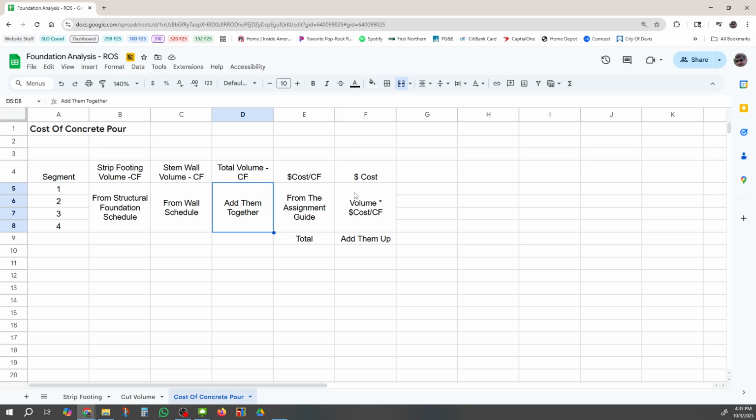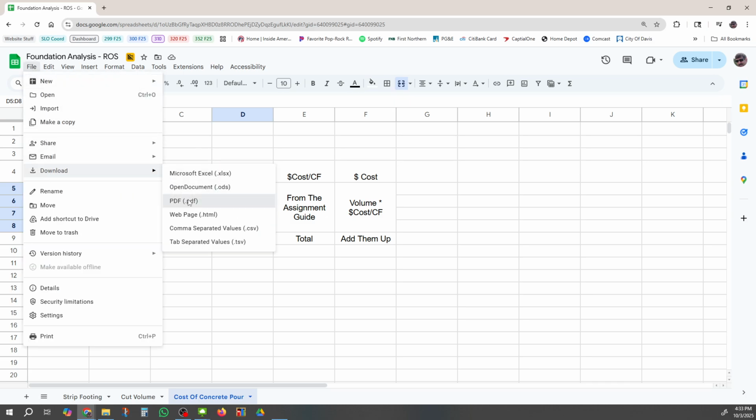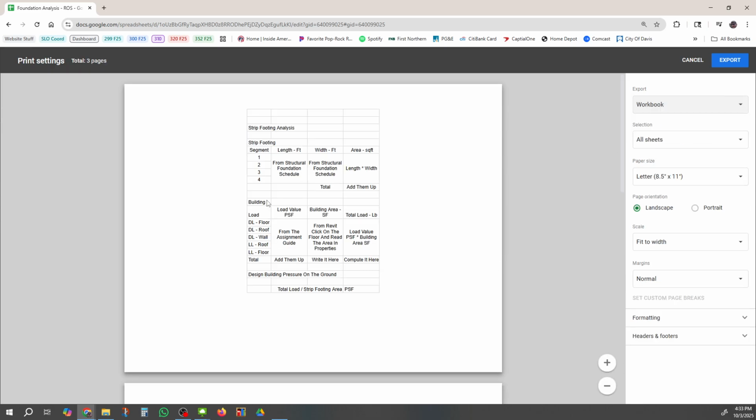Okay? And so the total cost is the total volume times the cost per cubic foot, total volume, add them up. Now what you're going to submit is going to be your PDF file. Remember that when you download or print, you need to do the entire workbook. And remember to get all your formatting looking really good, really easy to read, well formatted in tables.